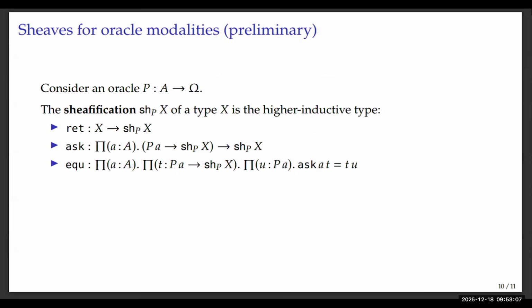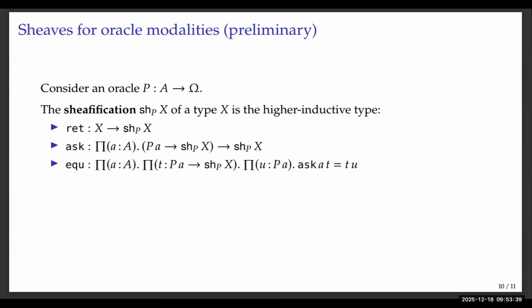Okay, one last thing I'd like to quickly have a look at, this is very preliminary work, is can we do something about sheaves? I'm basing this construction on the work of Mike Schulman, Bas Spitters, and Egbert Rijke on modalities in type theory, where they have several constructions of localizations. And something like this, and maybe it's not quite exact, would be the sheafification of a type with respect to an oracle.